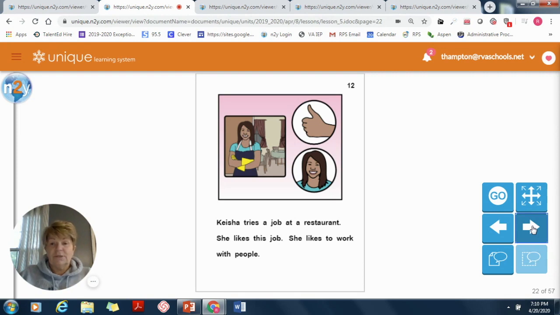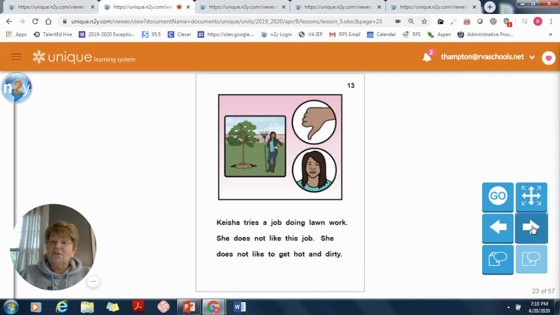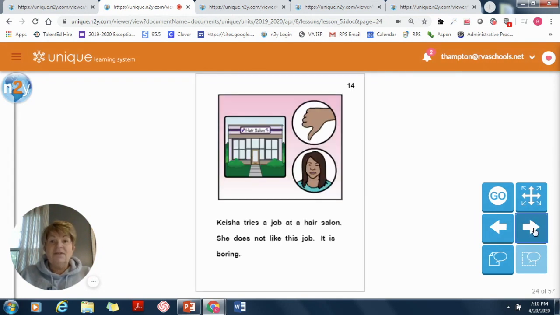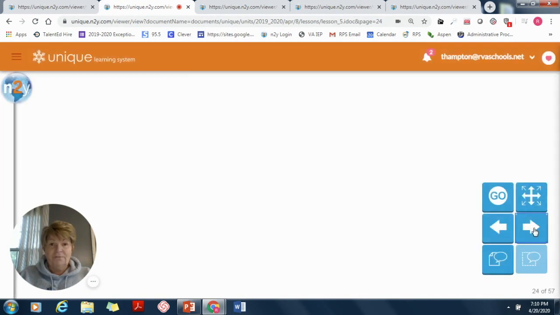She likes this one. Then we have another thumbs down. Not so good with working outside, doesn't like to get hot and dirty. So this job is just off the table. That means forget it, not going to do it. Then we have another thumbs down, which was working at the hair salon. She thought it was too boring while she was there. She didn't like it at all.